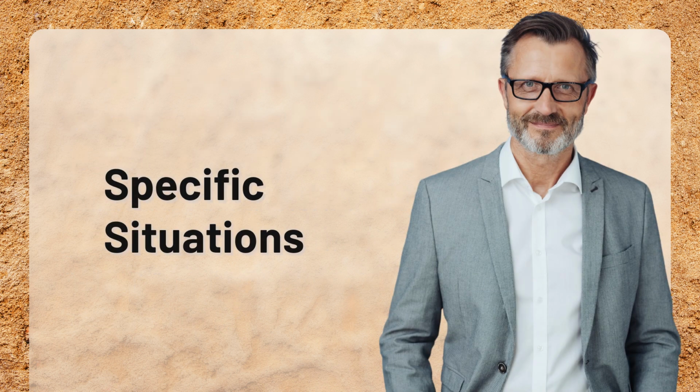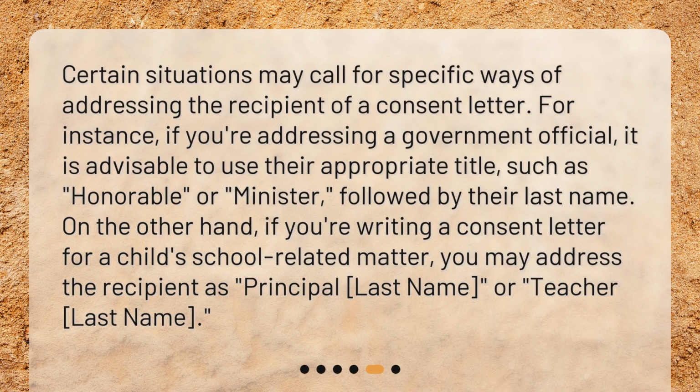Specific situations. Certain situations may call for specific ways of addressing the recipient of a consent letter. For instance, if you're addressing a government official, it is advisable to use their appropriate title, such as Honorable or Minister, followed by their last name. On the other hand, if you're writing a consent letter for a child's school-related matter, you may address the recipient as Principal, last name, or Teacher, last name.